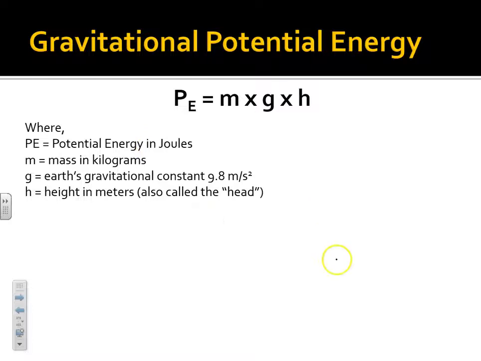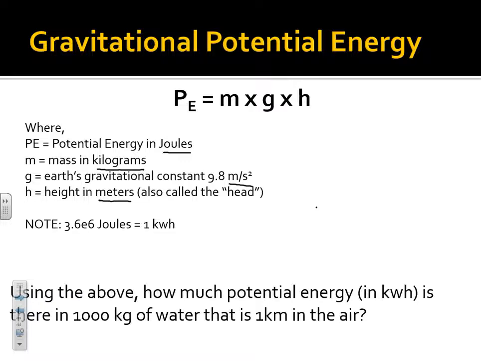Remember, we are using all SI units. Keep it SI here, folks. So joules is SI, kilograms is SI, meters per second squared is SI, and meters is SI. Really important that we keep track of that. Okay, very simple equation, so let's go through a sample problem. Oh, by the way, if we want to convert to kilowatt hours, there are 3.6 times 10 to the 6 joules in 1 kilowatt hour.